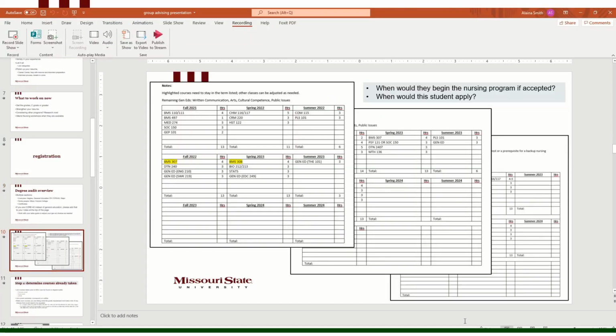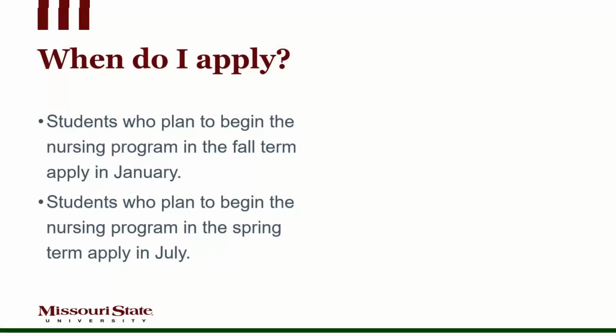I now want to talk about how you know when you would be applying for the nursing program. So we're going to come back to this as we build your plan, but just so you know, students who plan to begin the nursing program in the fall semester, they're going to apply in January, and students who plan to begin the nursing program in the spring are applying in July.